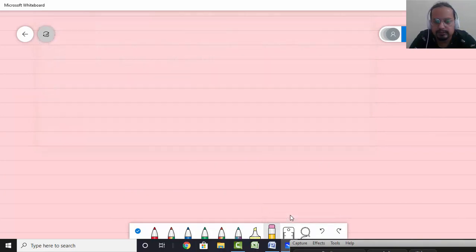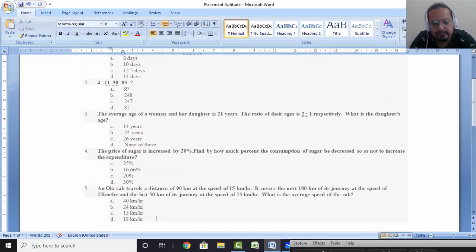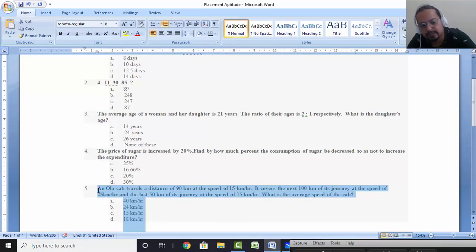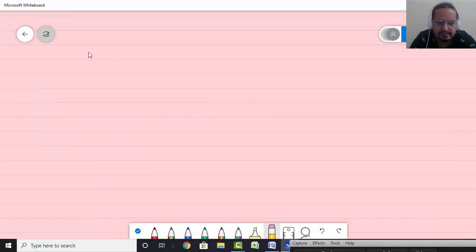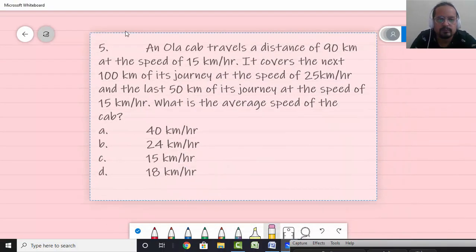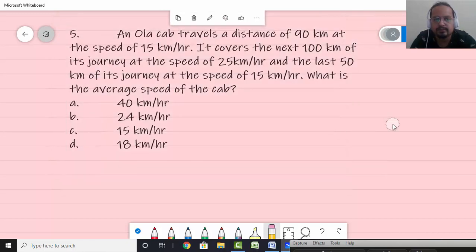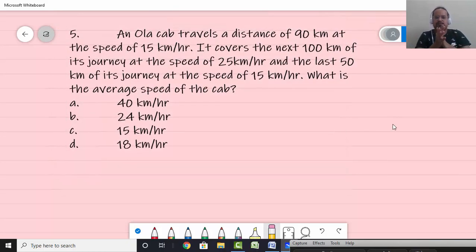Let us now take the last question in today's lecture series, and this one comes from another topic, which is time, speed, and distance. All right, so let's go through this one. I'm reading out the question first. An Ola cab travels a distance of 90 kilometers at the speed of 15 kilometers per hour. It covers the next 100 kilometers of the journey at 25 kilometers per hour and the last 50 kilometers at 15 kilometers per hour. What is the average speed of the cab?